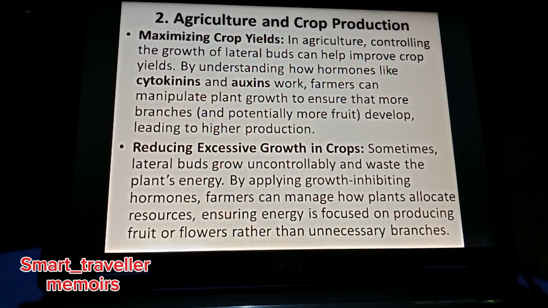Reducing excessive growth in crops. Sometimes lateral buds grow uncontrollably and waste the plant's energy. By applying growth-inhibiting hormones, farmers can manage how plants allocate resources, ensuring energy is focused on producing fruit or flowers rather than unnecessary branches.